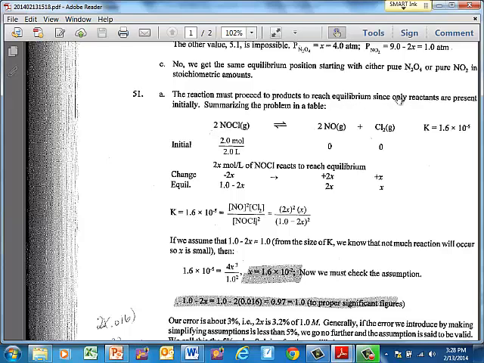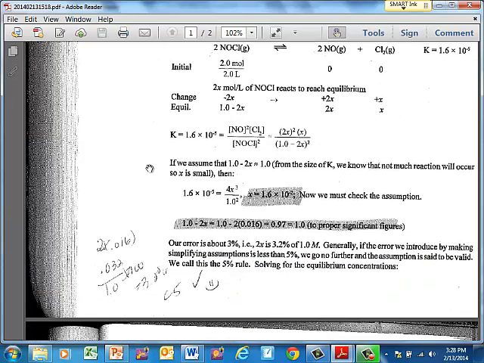It must proceed to products to reach equilibrium since only reactants. So again, one of the tricks for part A, you would have taken 2 moles divided by 2 and gotten 1. Here's our K value. You set it equal. This explains the assumption a little bit more, so that if we assume that 1.0 minus 2x is about 1, you can then check the assumption.